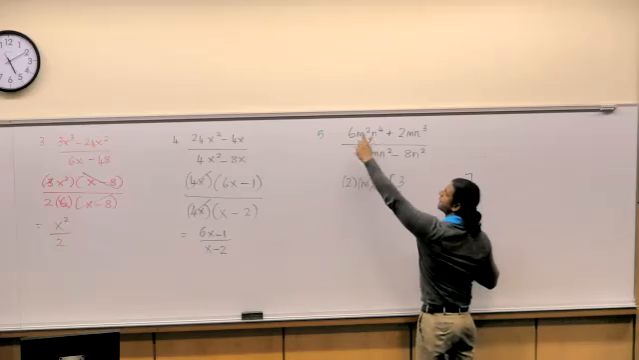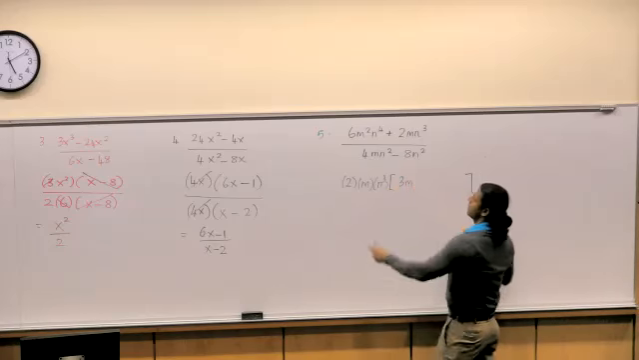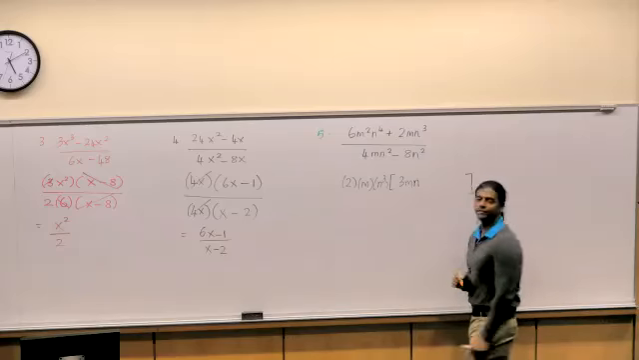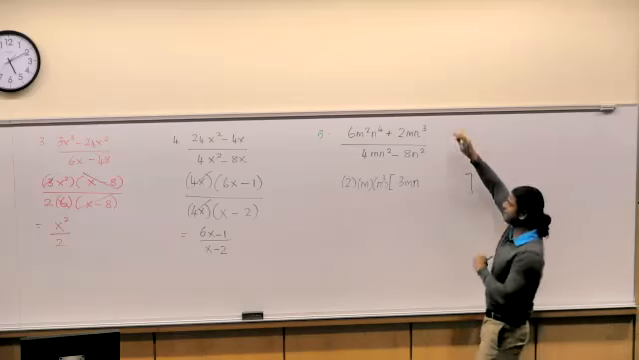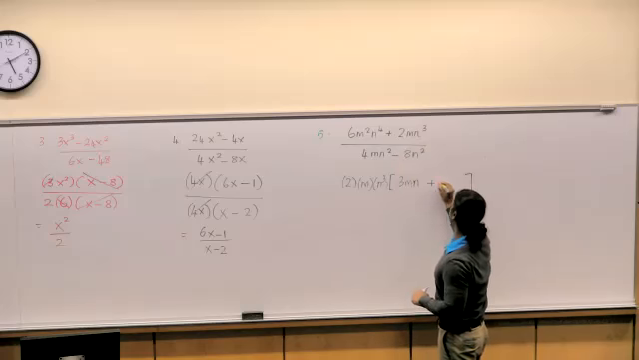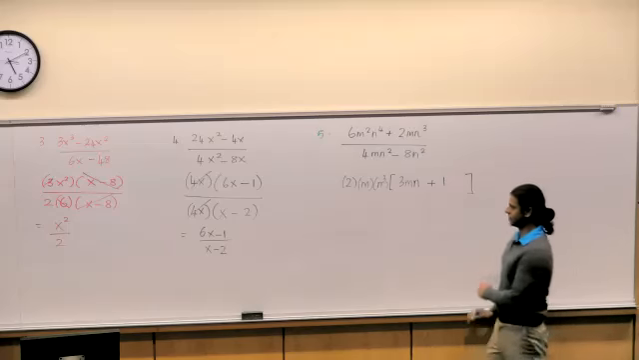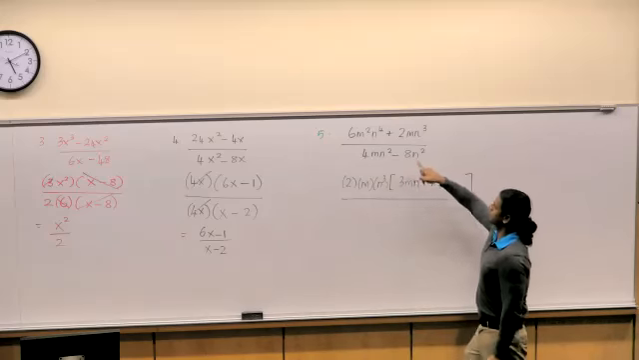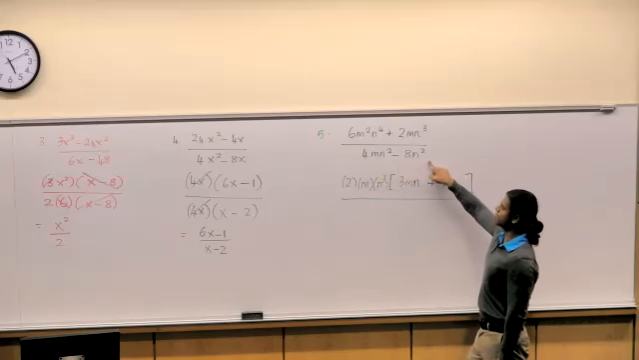I took an m out of m squared, so I'll have m. I took n cubed out of n raised 4, so I'll have n. I took out the entire 2n cubed out of the second term, so plus 1. Denominator, 4mn squared minus 8n squared.